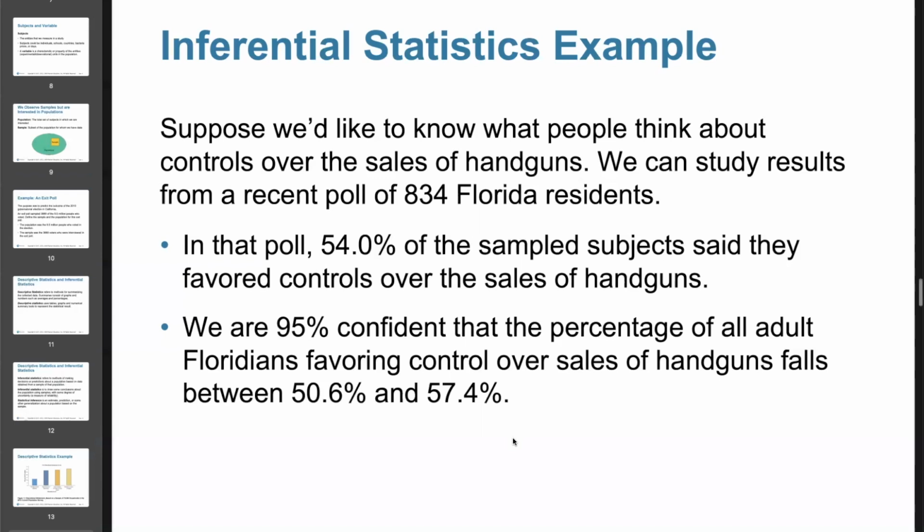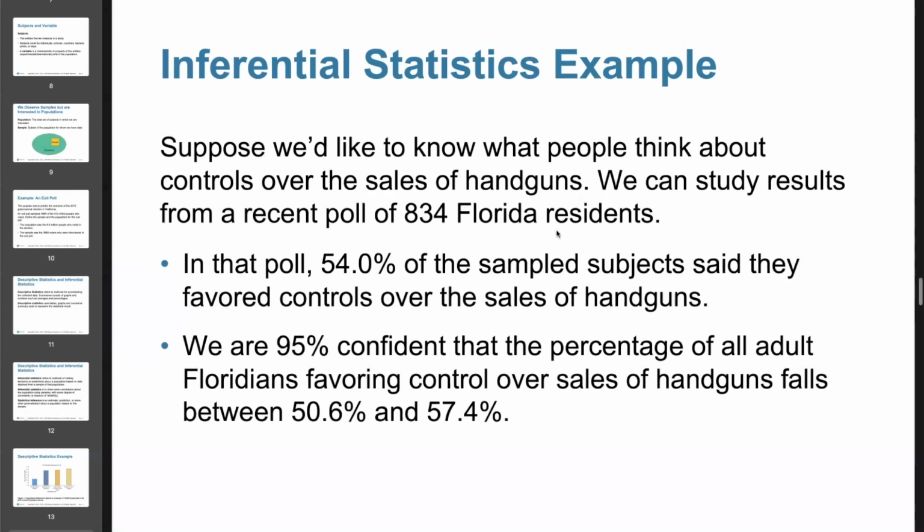As you can see, 834 is just a sample from the entire Floridian residents. From this sample we conclude this percentage. So here we study the sample and we generalize this percentage to the entire population. So this is inferential statistics.